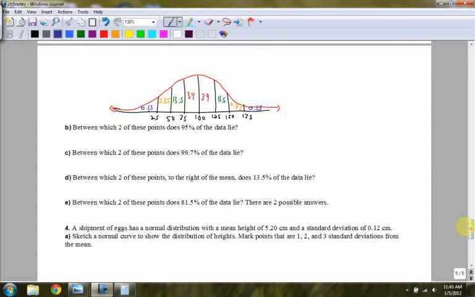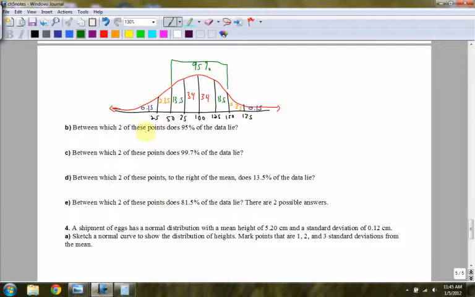Now it's really easy to answer all these questions. That should be a 34. All right, between which 2 points does 95% of the data lie? Well, we know that 95% of the data lies between 2 standard deviations, right? So 95% is going to be between here and here. That would be 95%, between 2 standard deviations of the mean.